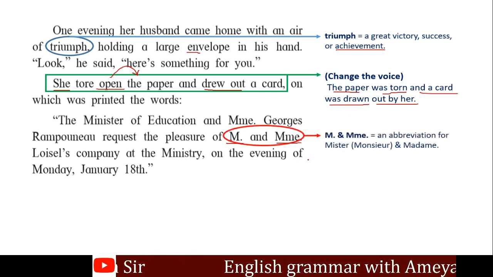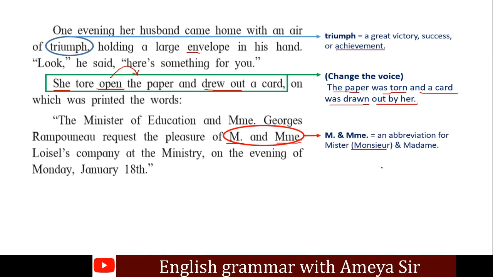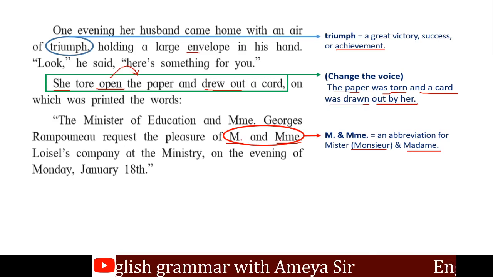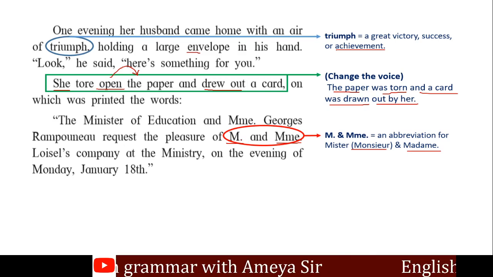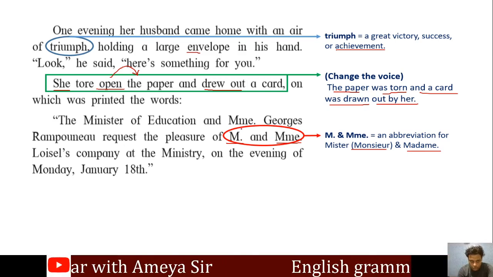I told you, M is for Monsieur. Monsieur is French for Mr. and Madame. That's how you write M and MME. Anyone here with some knowledge of French will understand this even better.